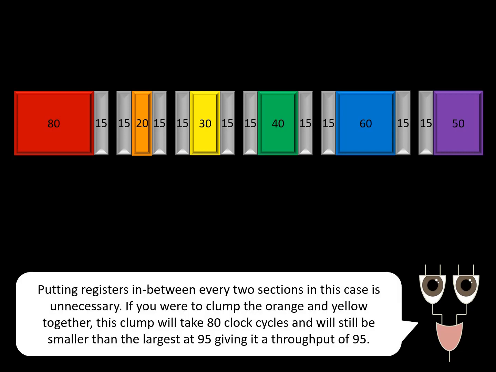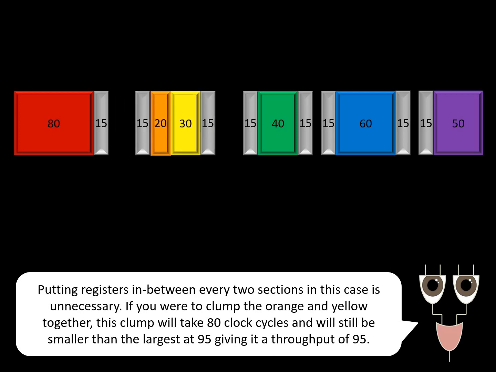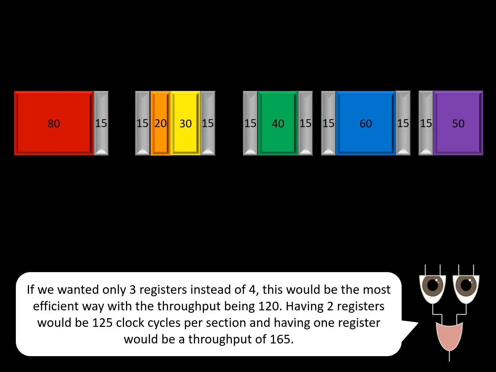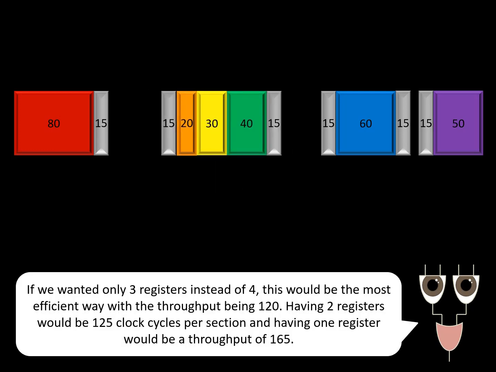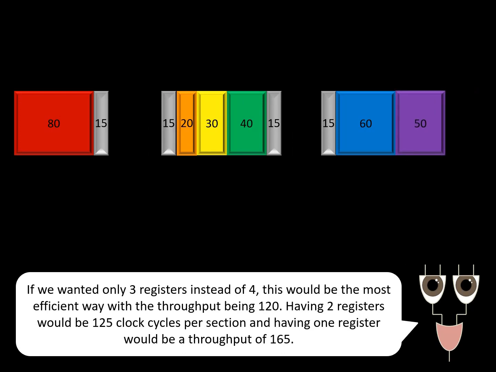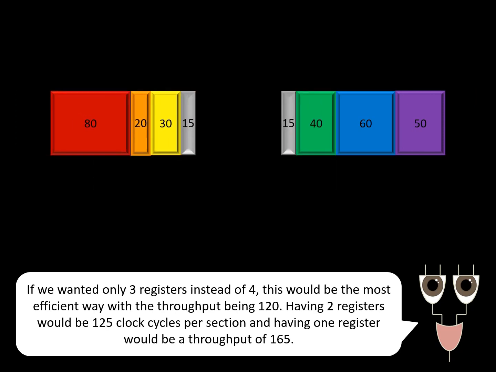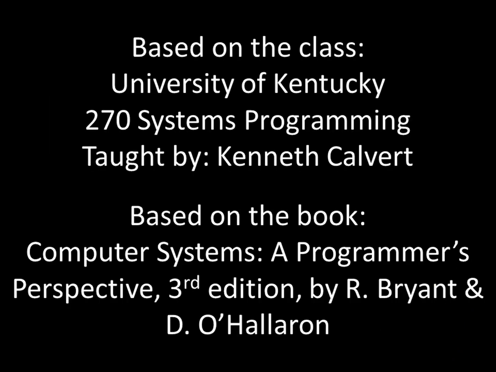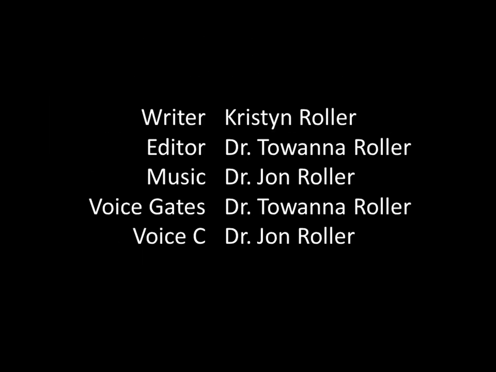Putting registers in between every 2 sections in this case is unnecessary. If you were to clump the orange and yellow together, this clump will take 80 clock cycles and will still be smaller than the largest at 95, giving it a throughput of 95. If we wanted only 3 registers instead of 4, this would be the most efficient way, with the throughput being 120. Having 2 registers would be 125 clock cycles per section, and having 1 register would be a throughput of 165.